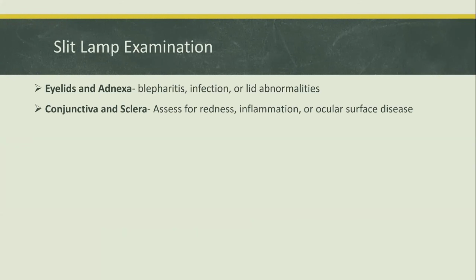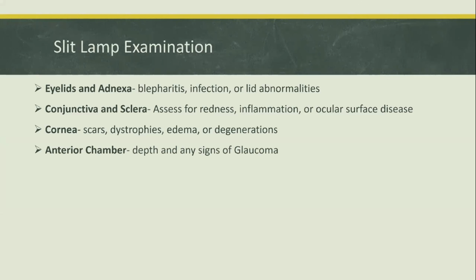Conjunctiva and sclera: assess for any redness, inflammation, or ocular surface disease. Cornea: evaluate corneal clarity and transparency, and look for any scars, dystrophies, edema, and degeneration. Also try to assess the tear film and see any signs of dry eye before surgery. So check the anterior chamber depth and any signs of glaucoma, and look for any signs of previous ocular diseases. Iris and pupil: check the size, shape, and reactivity.